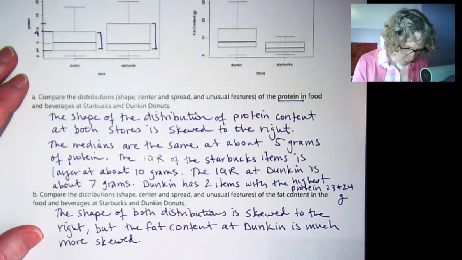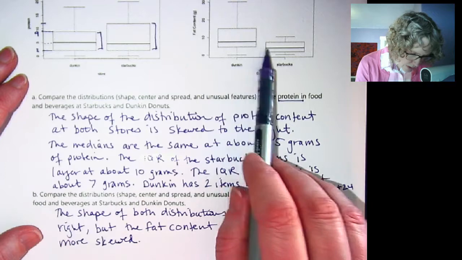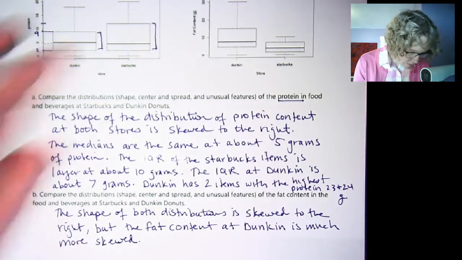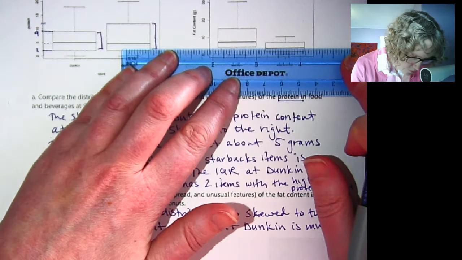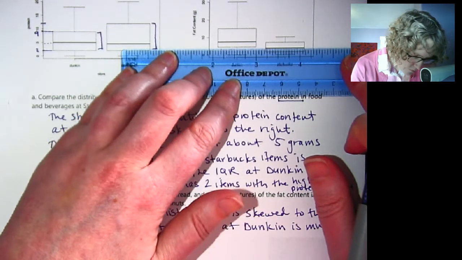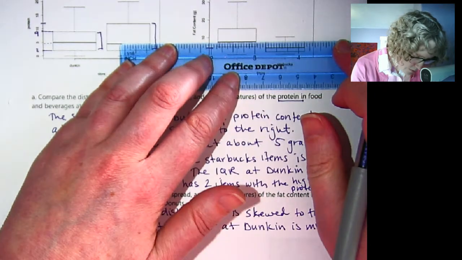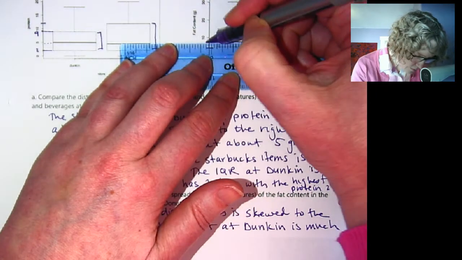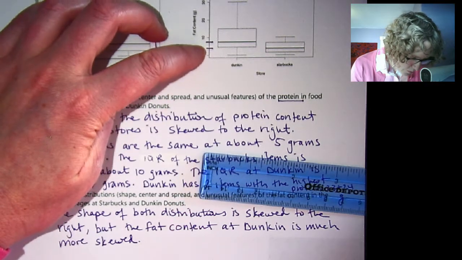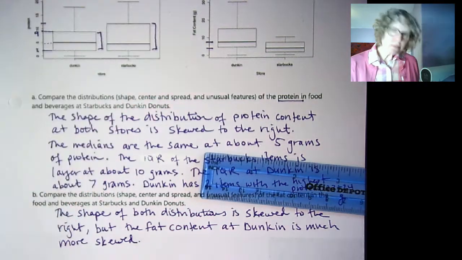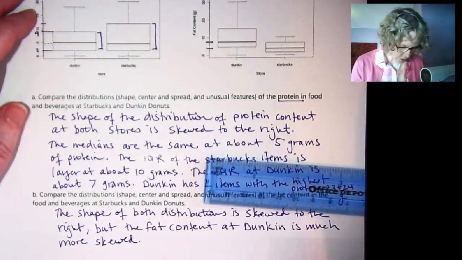Now center, where are the medians? Here, the Starbucks median is quite a bit lower, at least compared to those two. Let's compare these two numbers. So we've got 0 to 10. So this looks like maybe 4 and 8, something like that. Again, I'm just estimating. So if your numbers were different, that's totally fine as long as they're close.